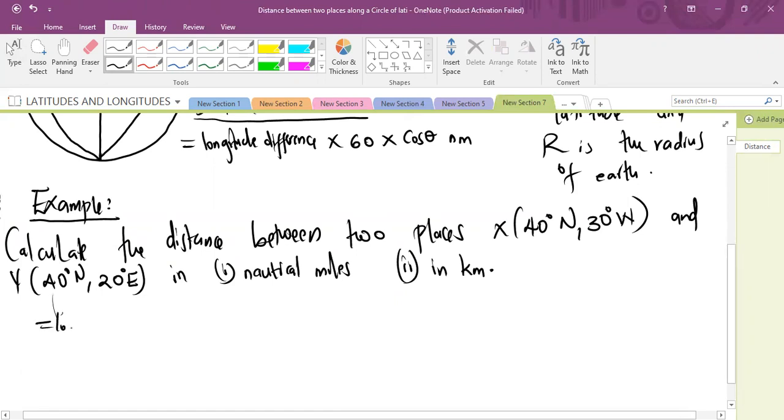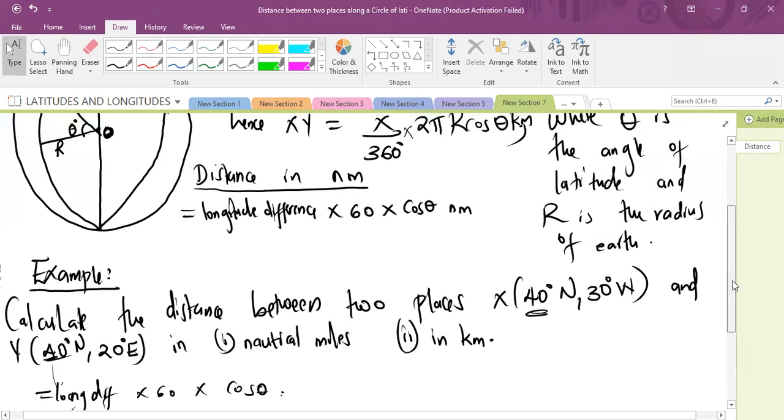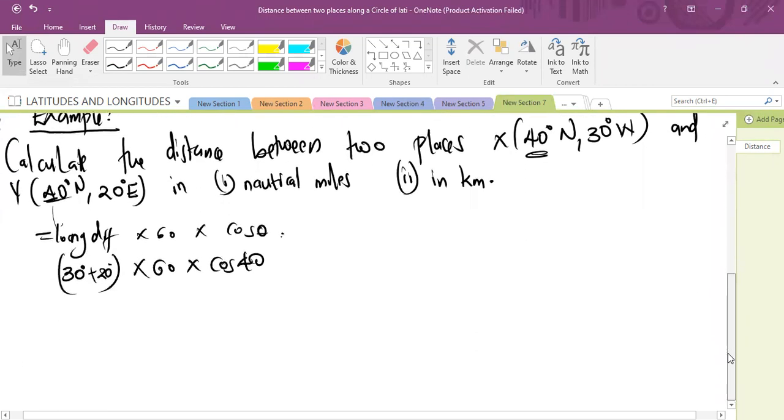So longitude difference times 60 times cos theta. That will give us our answer in nautical miles. Now, what is the longitude difference? We have 30 degrees west, 20 degrees east. They are on different sides. So that will be 30 degrees plus 20 degrees we add, times 60 times cos of theta, where theta is basically our 40 degrees, because as we've said here, theta is the angle of latitude.